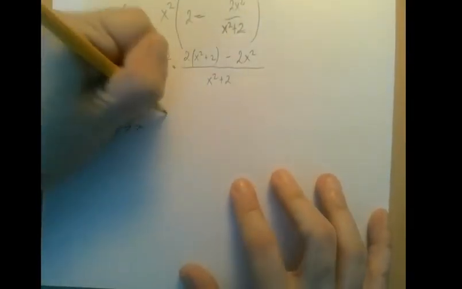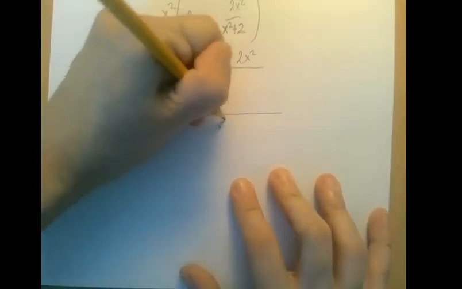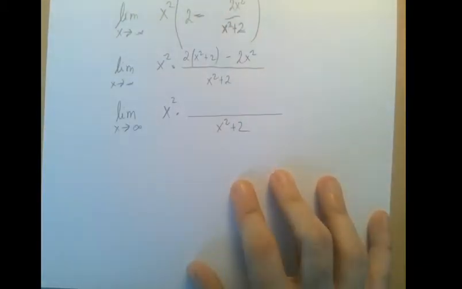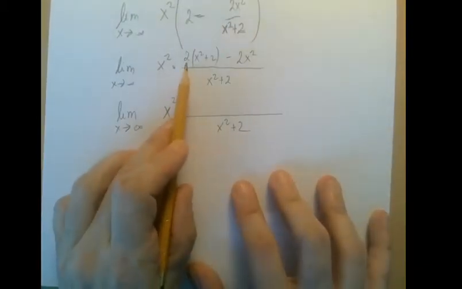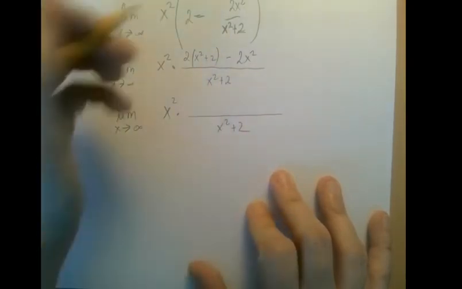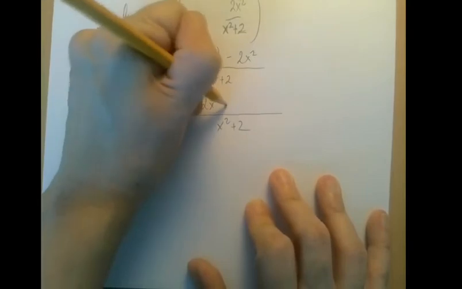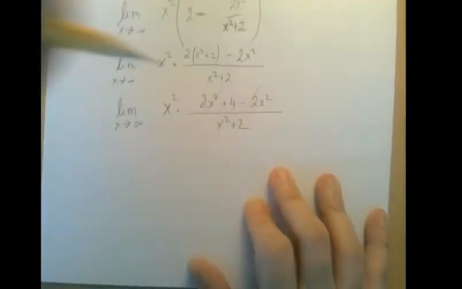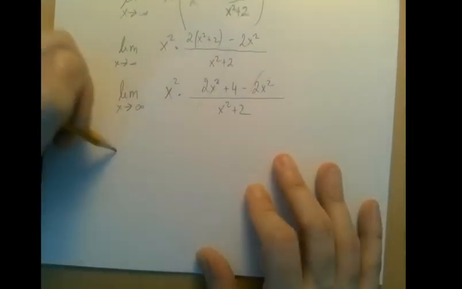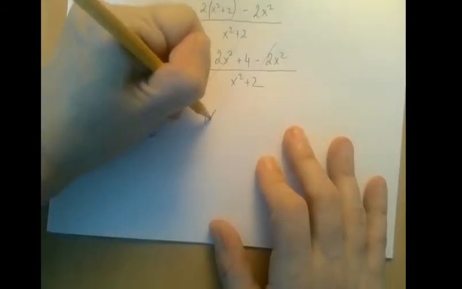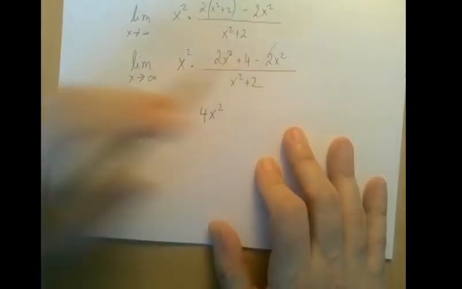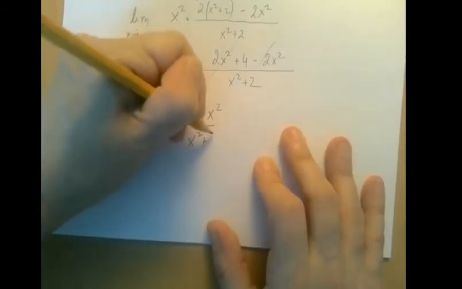So we have x squared times, the denominator is x squared plus 2, and in the numerator we have 2x squared plus 4 minus 2x squared. The 2x squared will cancel out. 2x squared plus 4 minus 2x squared cancels out. And now what we have is 4x squared, write this x squared finally, divided by x squared plus 2.